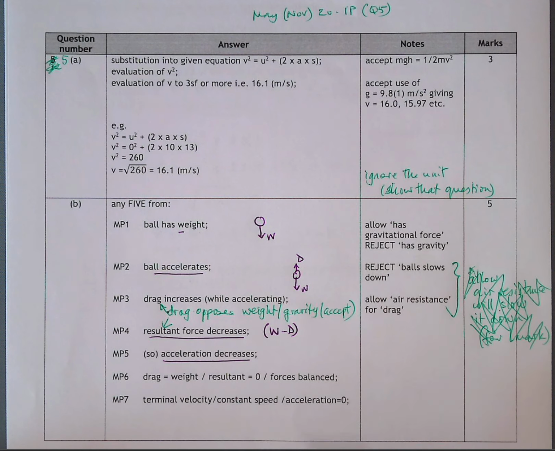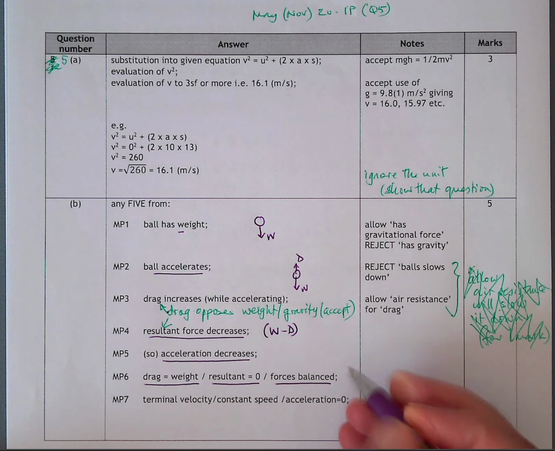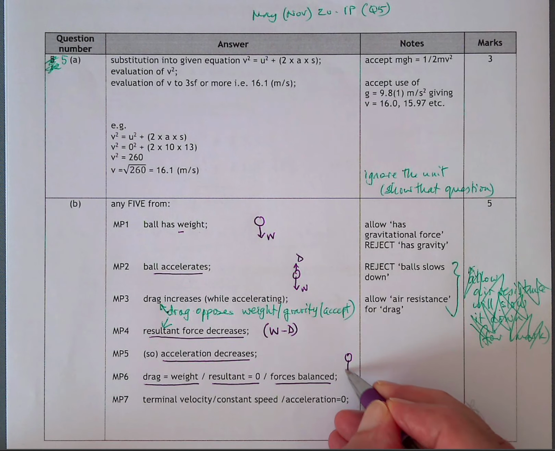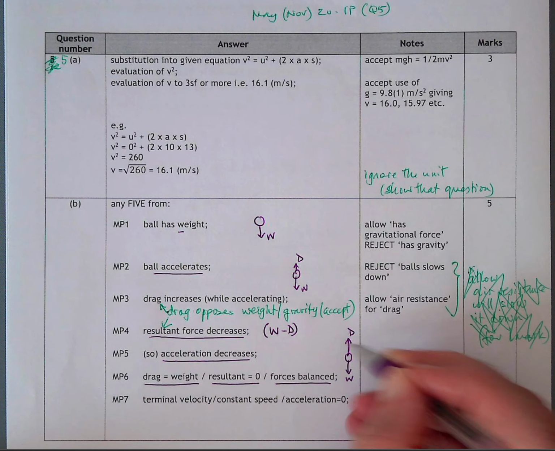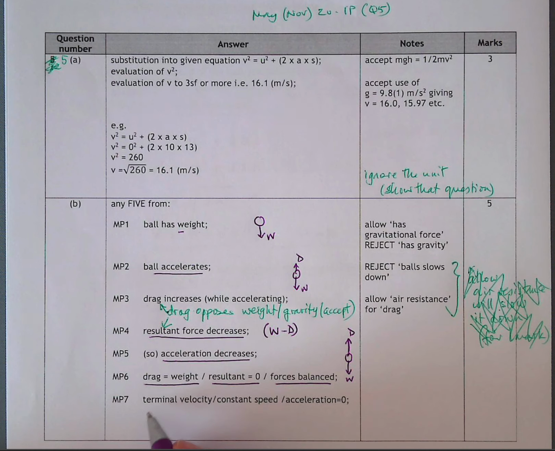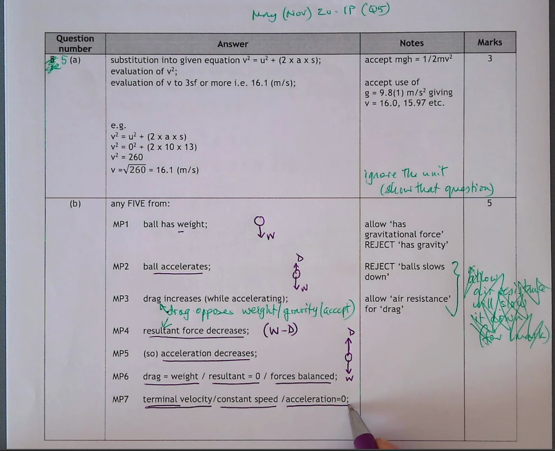Okay, so there's a fifth way of getting the mark. Eventually, as it speeds up even more, the drag will equal the weight, and the resultant force becomes 0 because the forces then become balanced. So in the third force diagram, W doesn't change, the weight is constant, and now the drag will get to a point where you have balanced forces. At this point, we say there is no more acceleration, so it's reached its final velocity, otherwise known as terminal velocity, or it will continue at constant speed. Okay, the acceleration, in other words, becomes 0.